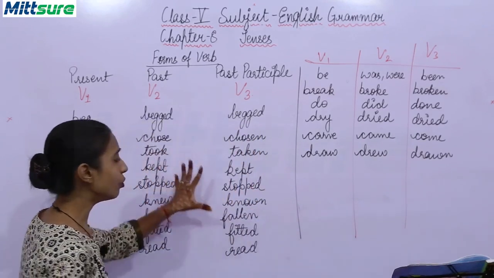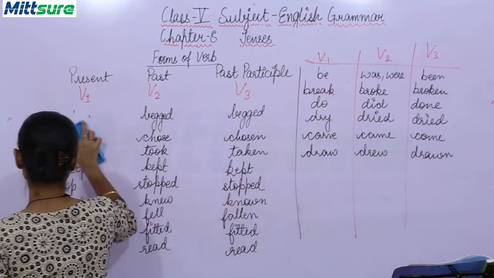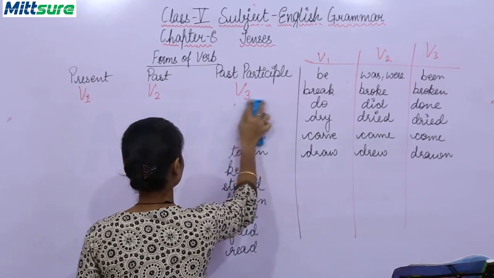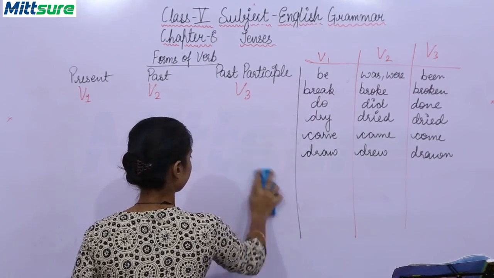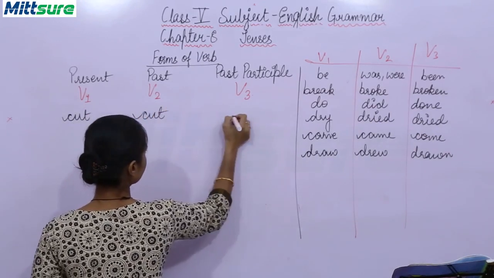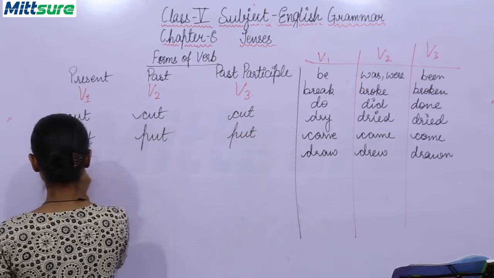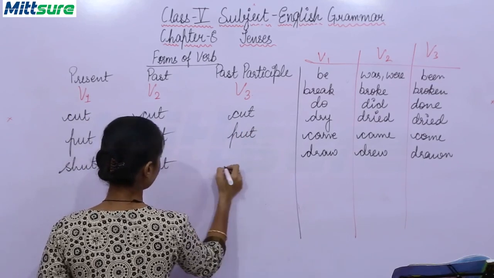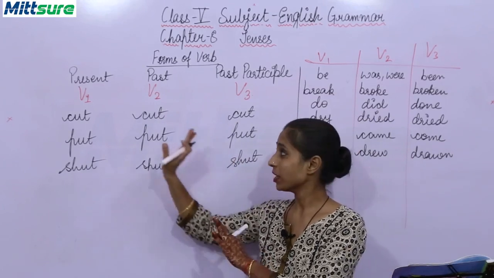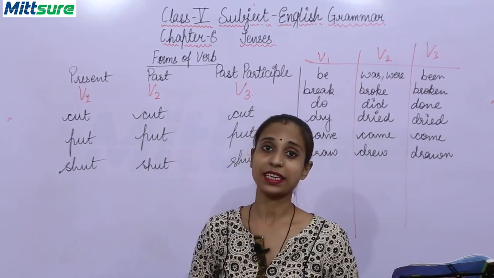Now, children, there are a few more words whose form of verb doesn't change. Which verbs are they? For example, cut, cut, cut. Put, put, put. Shut, shut, shut. These are a few examples whose form of verb doesn't change. They remain the same. Their first form is the same, their second form is the same, their third form is also the same. Their pronunciation also remains the same.